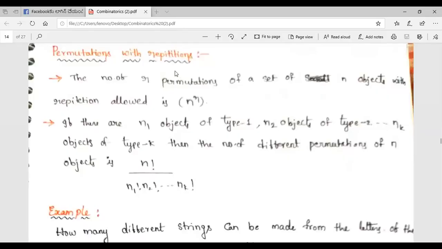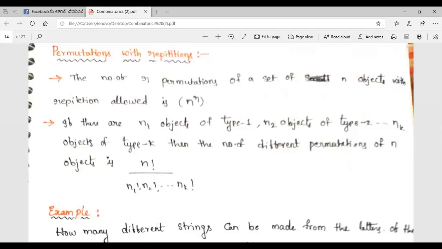So, in today's class, permutations with repetitions. The number of permutations of a set of n objects with repetition allowed is n power r.